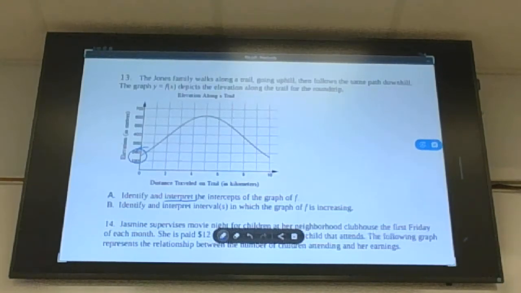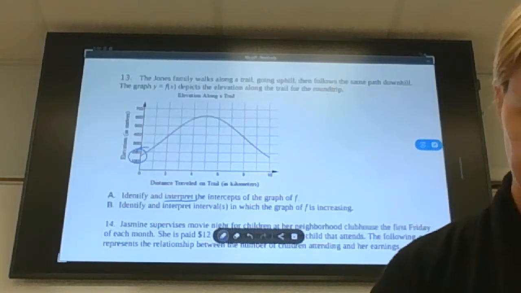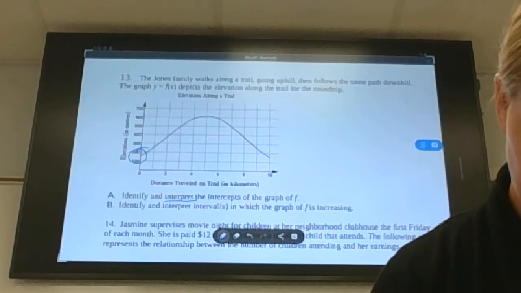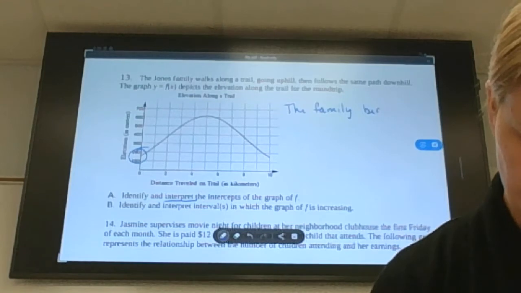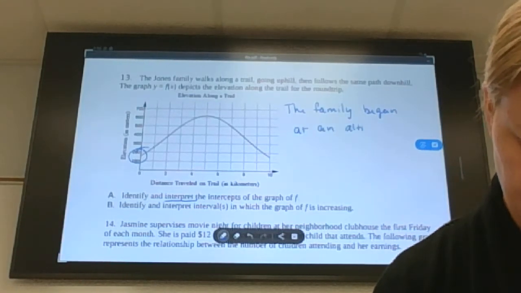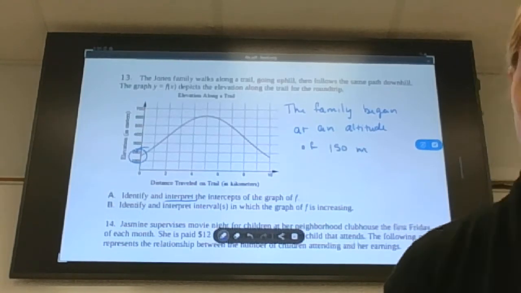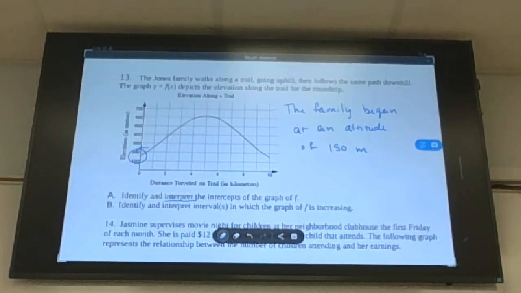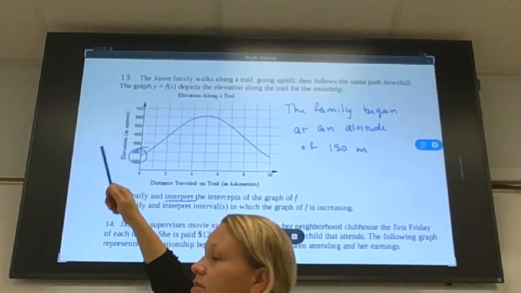Elevation in meters. It's 160 under 70. Snow is 150. Lauren, I love your answer. The family began at an altitude of 150 meters. I use the word altitude. You could use elevation. Elevation's given.